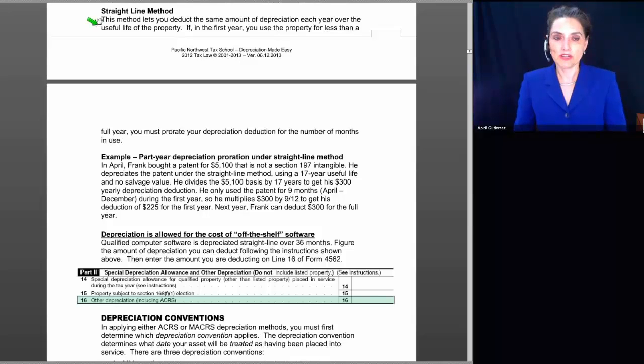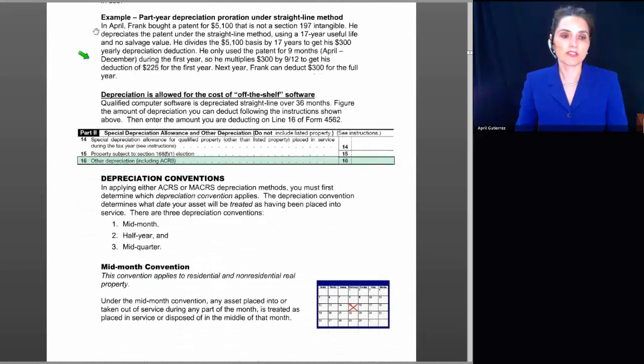The straight line method lets you deduct the same amount of depreciation each year over the useful life of the property. If in the first year of the use of the property you use it less than a full year, then you must prorate your depreciation deduction for the number of months in use. And this particular example that I'm reading to you is straight out of Publication 946. It's not modified in any way.